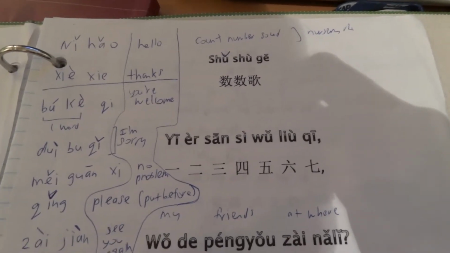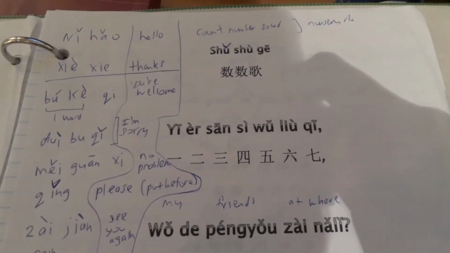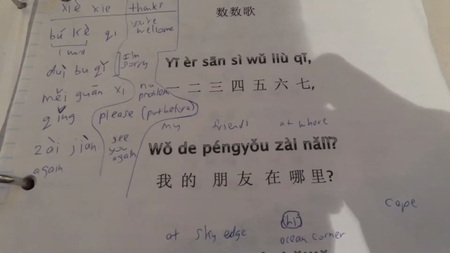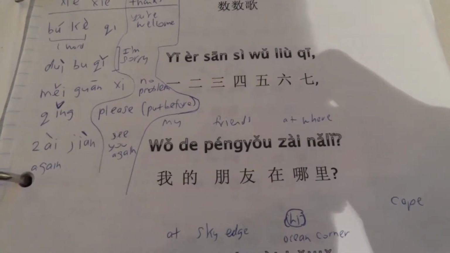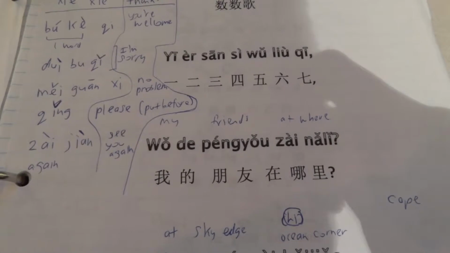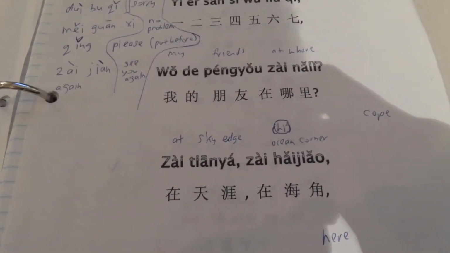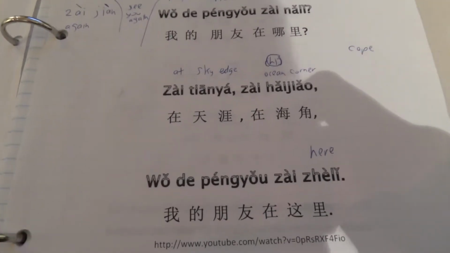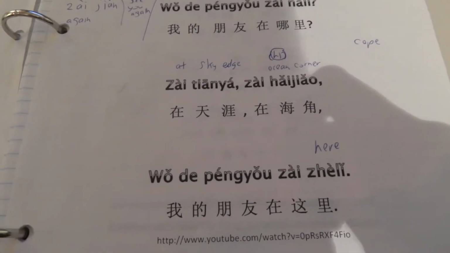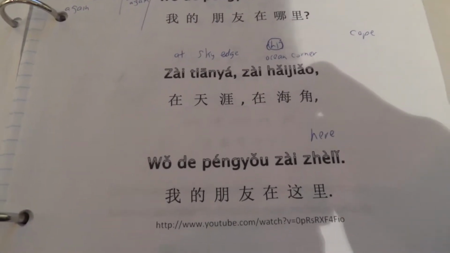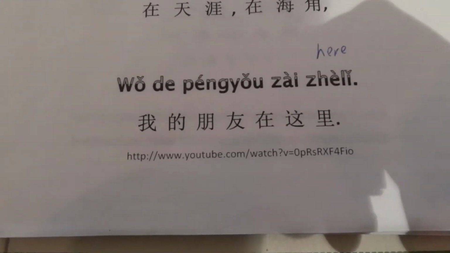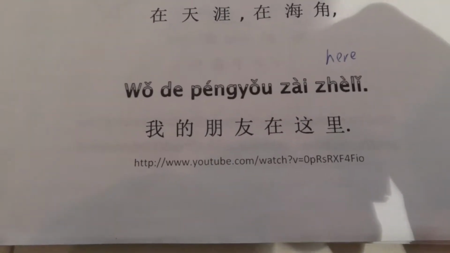1、2、3、4、5、6、7我的朋友在哪里？在天涯，在海角，我的朋友在这里. And if you want, you can go to that YouTube link there for more info.